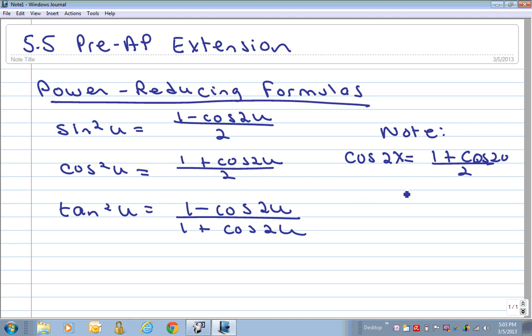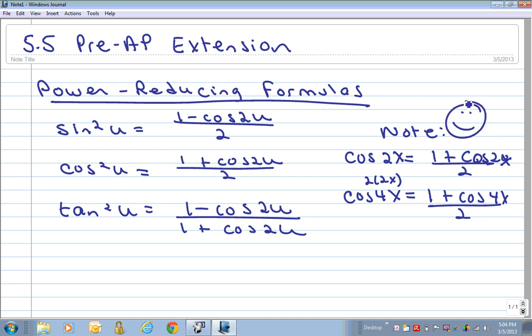Now, I want you to extend that or manipulate that. If we had cosine 4x, think of this as 2 times 2x. I guess that would help you. Then it would be 1 plus cosine, instead of 2u, it'd be 2 times 2u, which would be 4x, over 2. I'm using my x's up. So I just want you to note that. That's just a little important thing that we're going to see come up in an equation here soon.